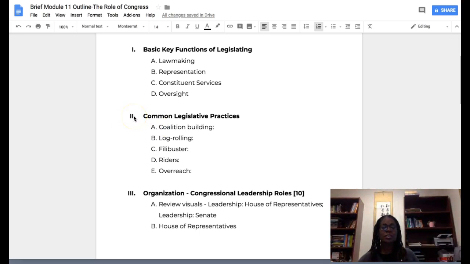Now, thinking about common legislative practices, some of these I believe are mentioned in your text, but not necessarily all of them. And some of these are also kind of common sense terms. So the first is coalition building, and that is just what it sounds like. Legislators often have to build coalitions among one another so that they can have an alliance of groups of legislators to pursue a common interest. So legislators who occupy a more conservative ideology may come together and create a coalition and decide that they're going to vote a particular way when bills come to the floor.